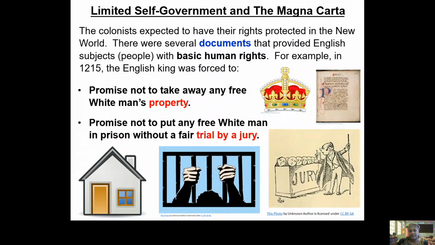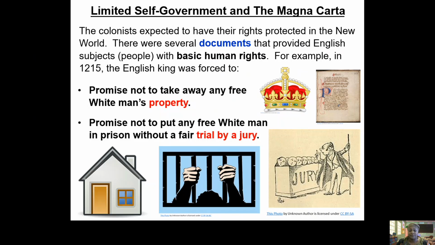Now, before the colonists came to the New World, they had expectations. One of the things that they expected is to have their basic human rights protected. See, the colonists knew about older documents, such as the Magna Carta. This document was written in the year 1215. That is a long time ago.